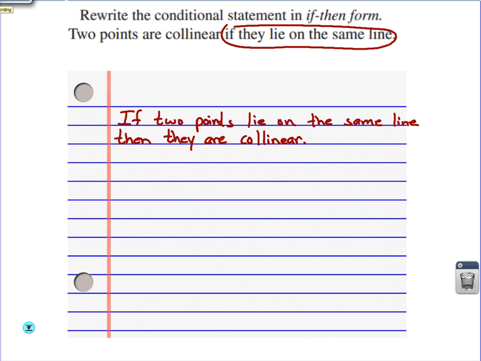Now if I ask you, Sierra, what's the hypothesis? There you go. Two points lie on the same line. And Sierra, what would be the conclusion? They are collinear. Hypothesis, conclusion. Write your hypothesis first, your conclusion second.